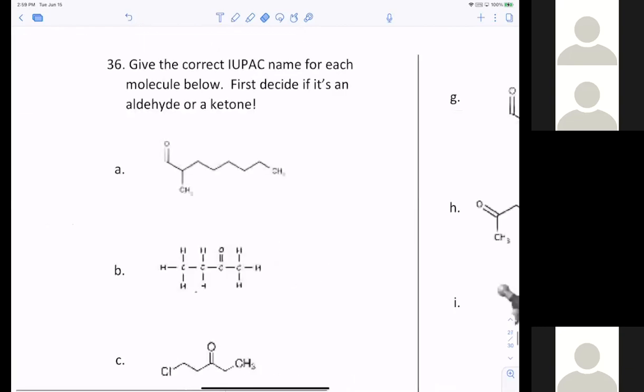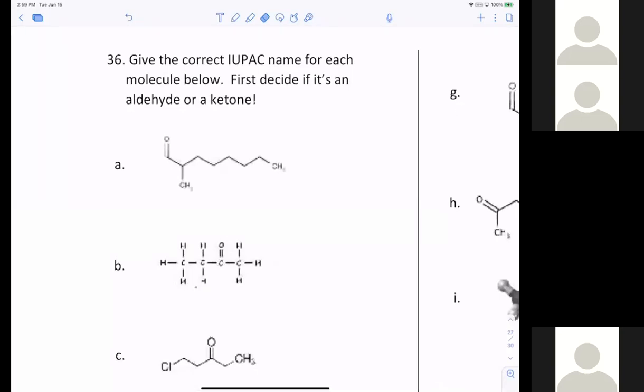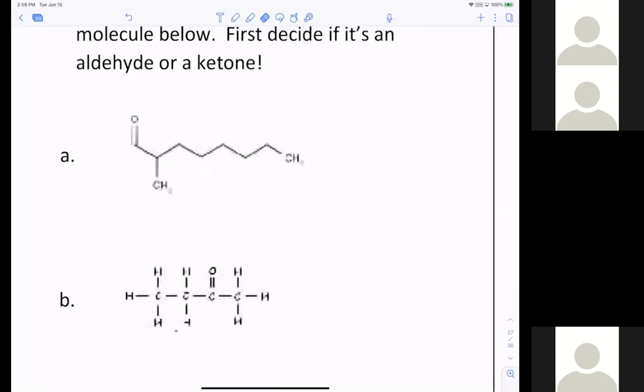How about number 36? Let's just try a few of these. When you look at these molecules, the first thing you should look for is the functional group, right? So when you look here, you see a carbonyl group. Then what do you say? Is this an aldehyde or is this a ketone? An aldehyde. That's right. So now that I know it's an aldehyde, go ahead and name it.